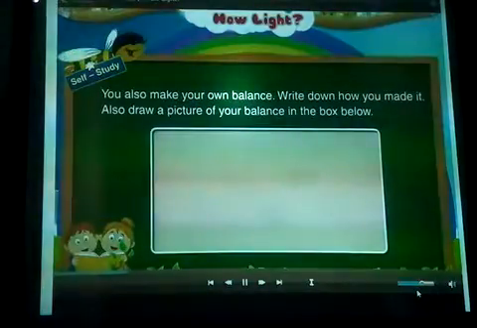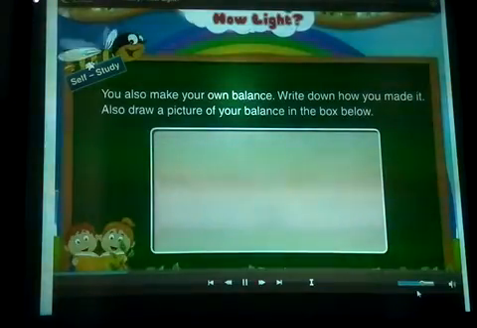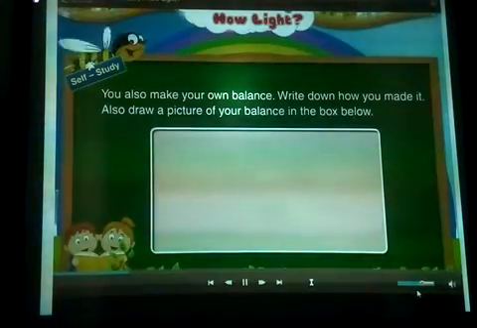Self-study. You also make your own balance. Write down how you made it. Also draw a picture of your balance in the box below.